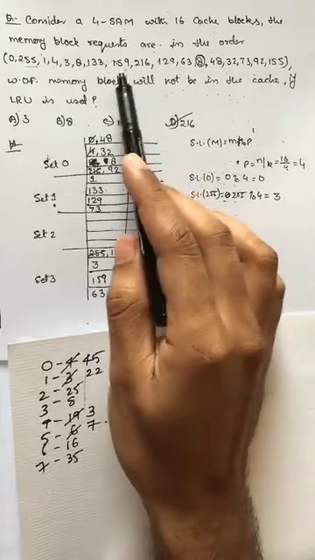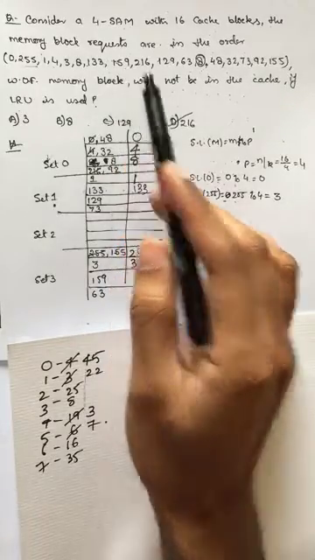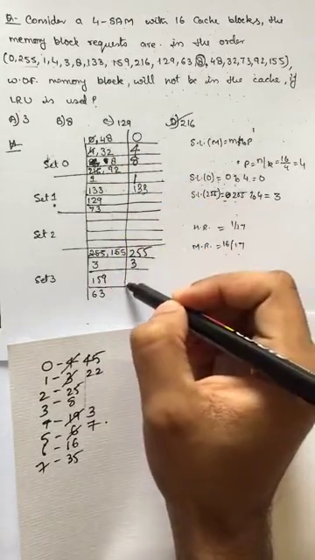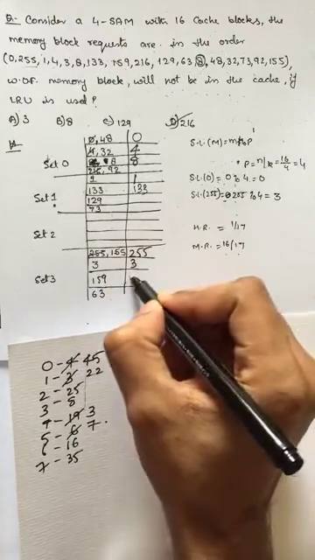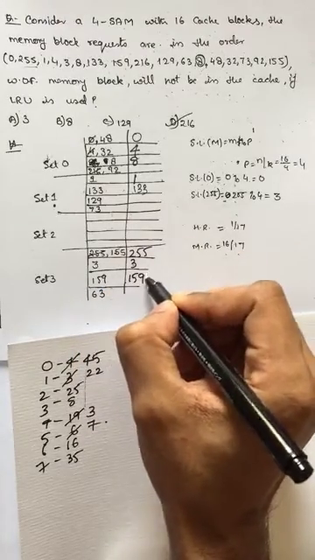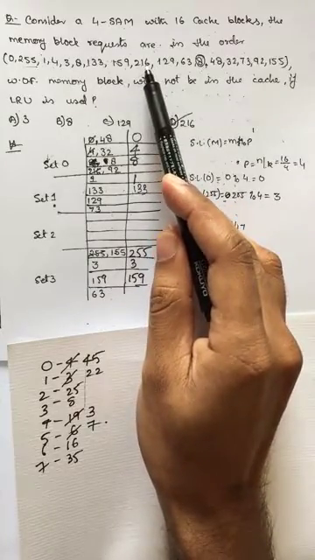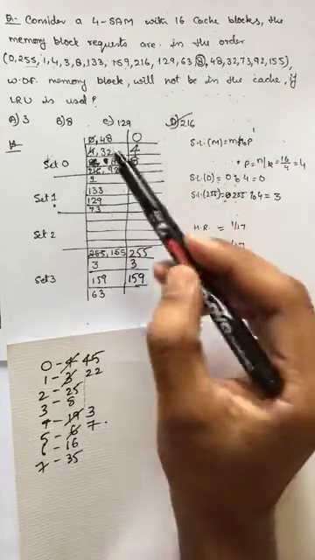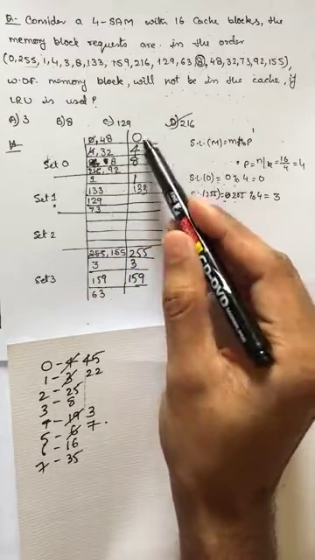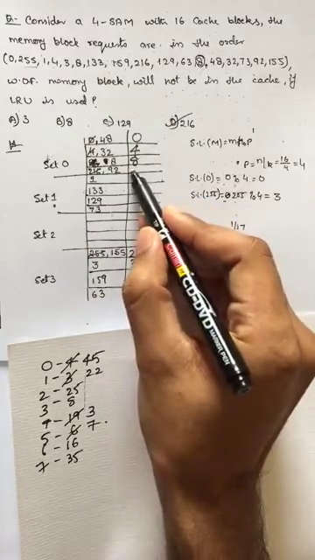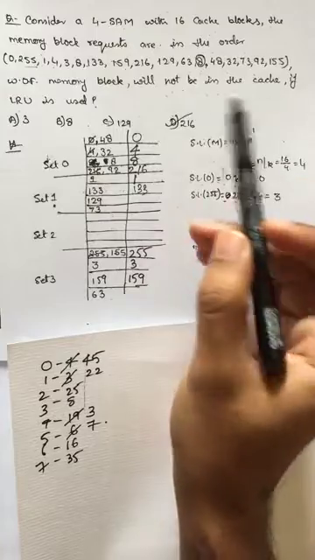159 mod 4 is 3. Therefore I'm going to go into set number 3, and there is already an empty line there, so I'm going to put it there. And 216 mod 4 is 0. So I'll be going to set 0, and there is already empty space available. So 216 is going to go there.